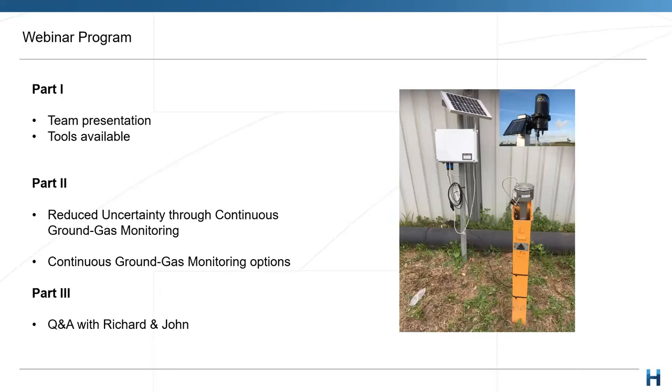So what's going on today? Well, we'll start with what we've just done, a presentation and how you can raise questions. Then we move to John, who will be talking from Ground Gas Solutions about reduced uncertainty through continuous ground gas monitoring. And then I will talk about the continuous ground gas monitoring options that Hydroterra has for you in Australia. And then we will shift to the Q&A session.